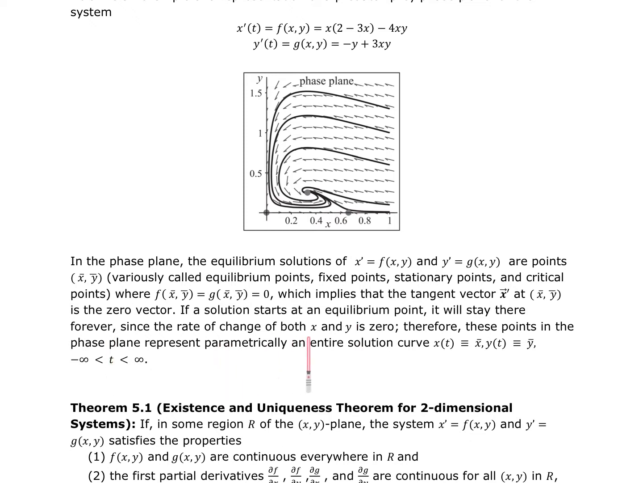Since the rate of change in both x and y is 0, these points in the phase plane represent parametrically an entire solution curve in which x of t is equal to x bar and y of t equals y bar, in which t goes from negative infinity to infinity.